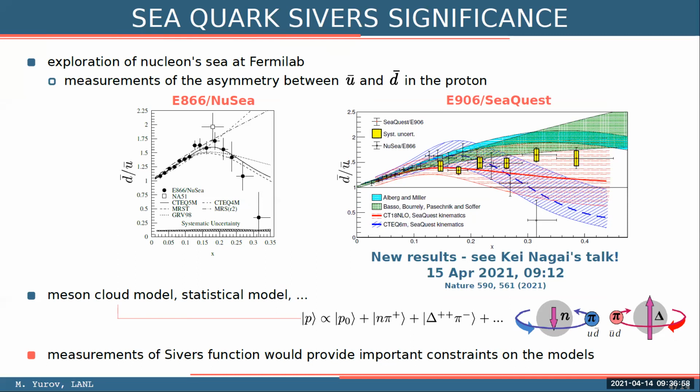So we have a number of calculations that make quite similar predictions on the d bar over u bar x dependence, including the meson cloud and statistical models shown in cyan and greenish bands. And so the polarized SpinQuest experiment with the Sivers function measurement is just a natural continuation of this program to test validity and help distinguish between these various models.